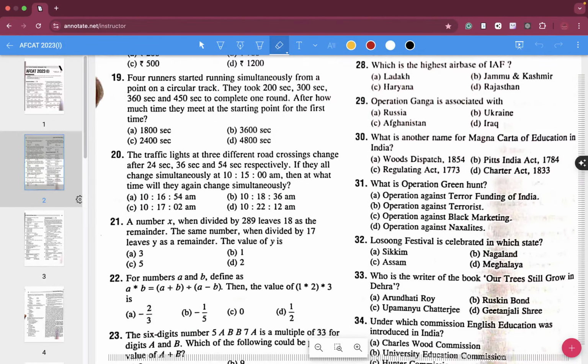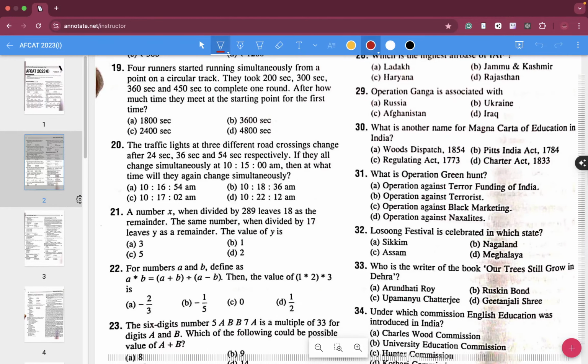All right. Four runners started running simultaneously from a point on a circular track. They took 200 seconds, 300, 360, 450 seconds to complete one revolution. After how much time will they meet at the starting point? Simply you have to find the LCM, since they would have completed their rounds. The LCM is the lowest common multiple of these numbers.